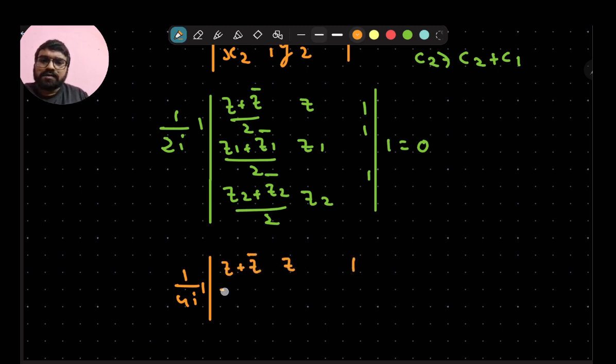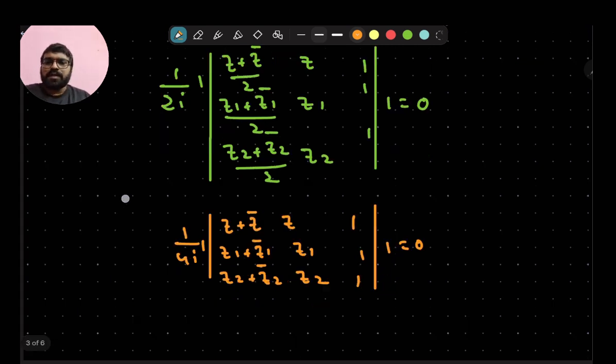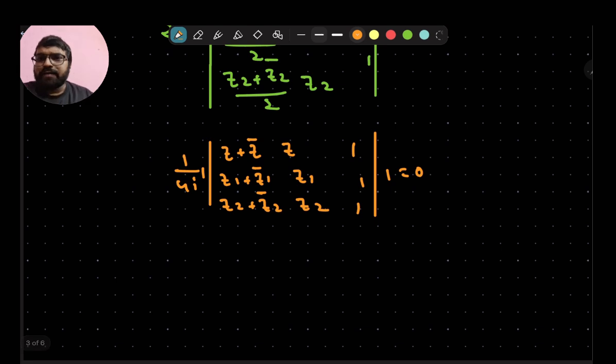z1, z1 plus z1 bar, this is z1, this is 1, this is z2 plus z2 bar, this is z2 and 1, and this mod equal to 0. So again we'll use the sort of property of determinant, that is addition property.